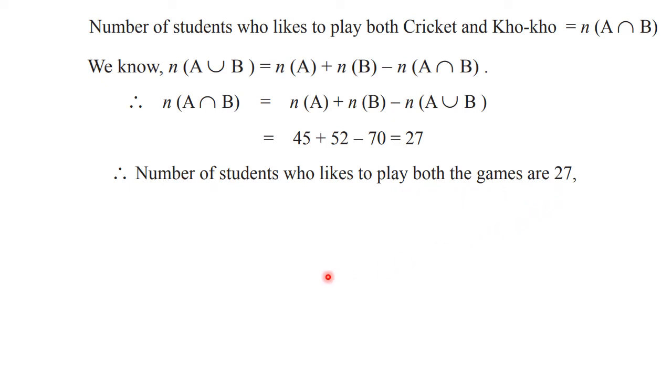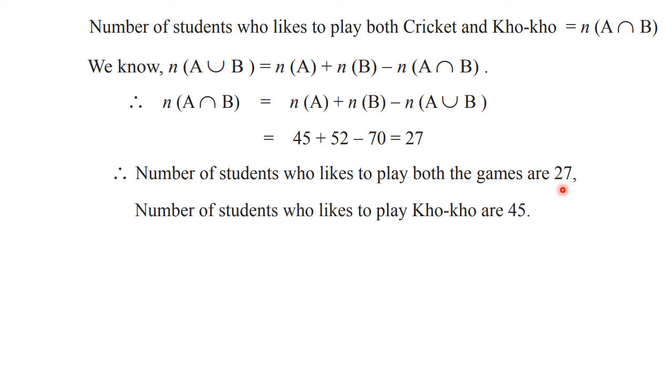Now the second question which is asked, that is the number of students who like to play only cricket. So see, the number of students who play cricket is how much? 45. From that, if we subtract 27, then we will get the number of students who play only cricket. That means the students who are not playing Kho-Kho, only cricket they are playing. So here the next statement, let us write down.